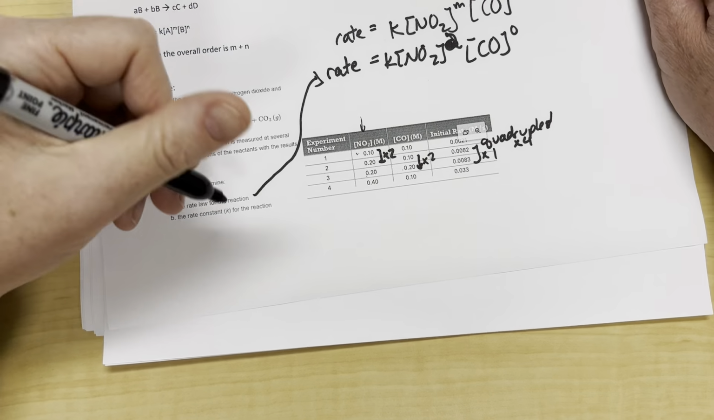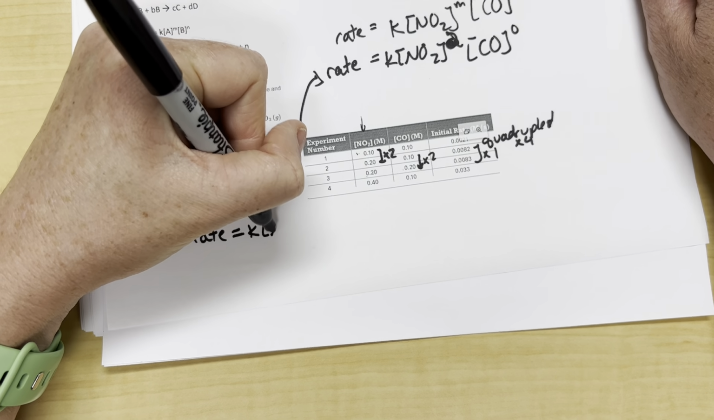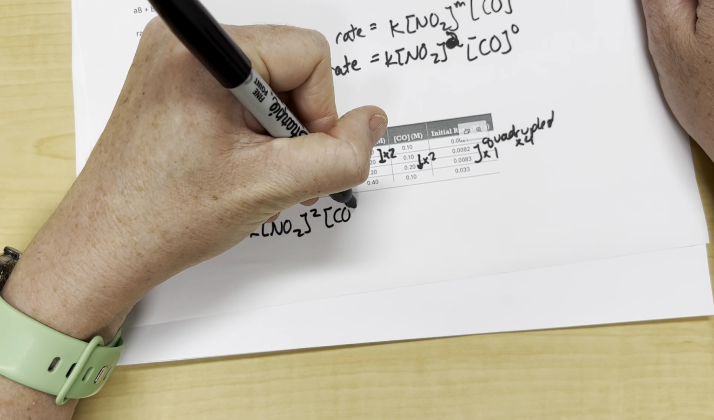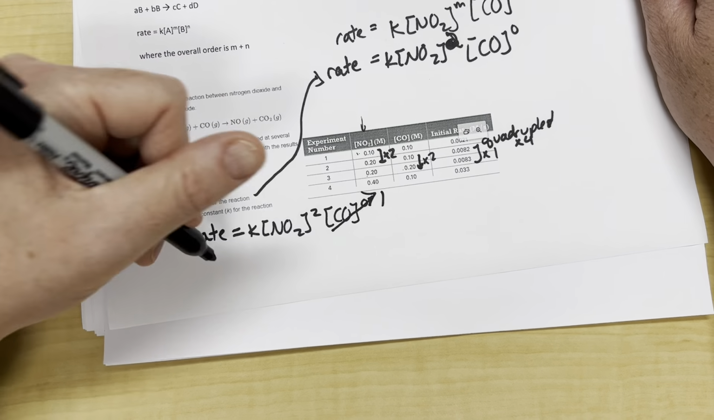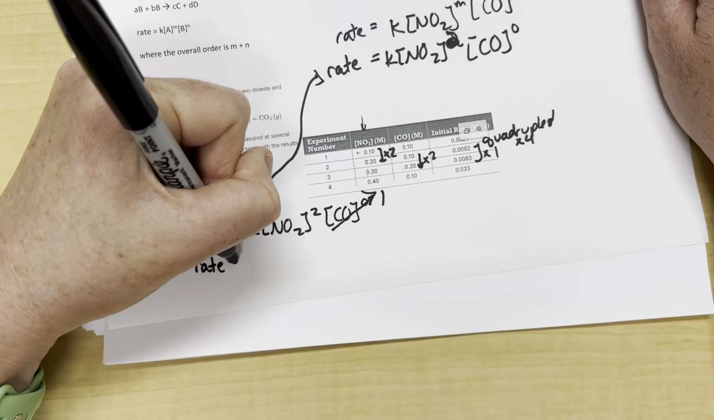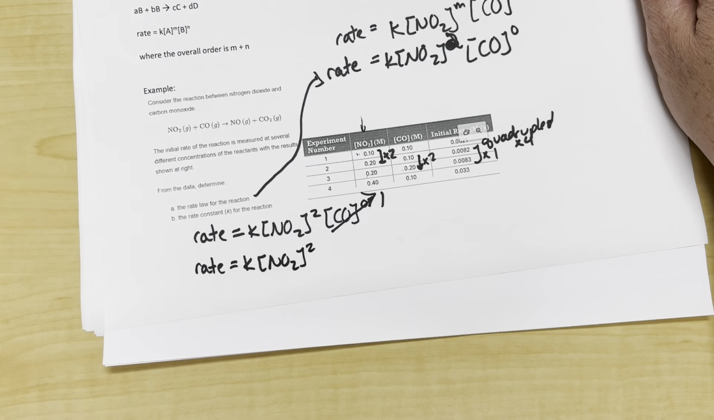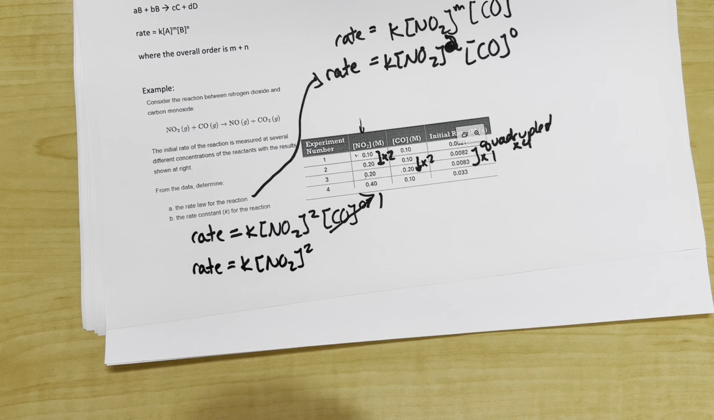All right, so let's do that. Again, we know that rate equals K times NO2 squared times CO to the 0. Remember, anything to the 0 is just 1. So really our rate just equals K times NO2 squared. You can choose any line you want, any line at all. I'm going to go ahead and look at the first one just because it's right there.